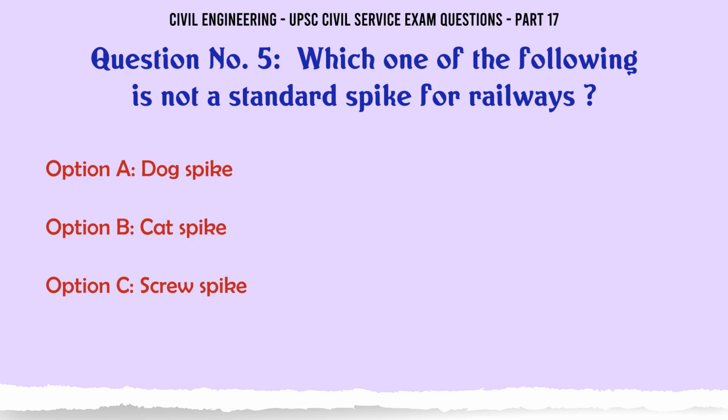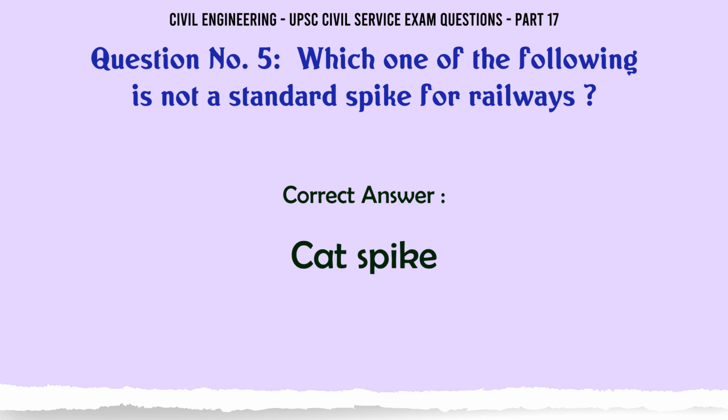Which one of the following is not a standard spike for railways? A. Dog spike, B. Cat spike, C. Screw spike, D. Round spike. The correct answer is cat spike.